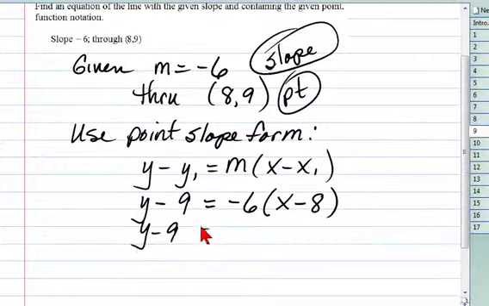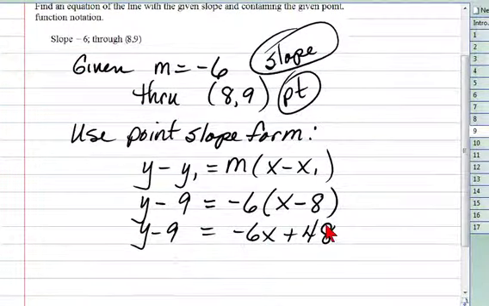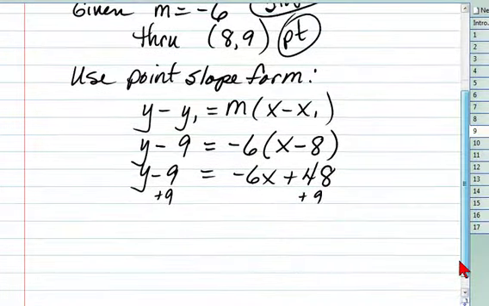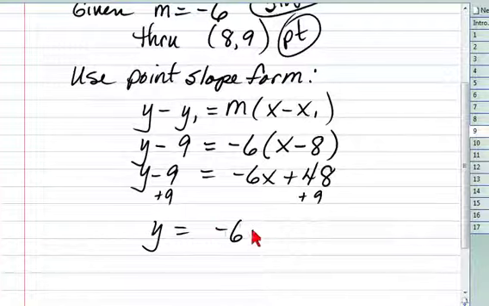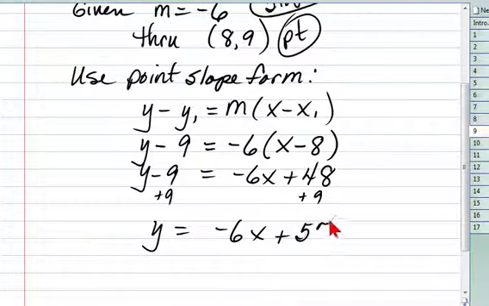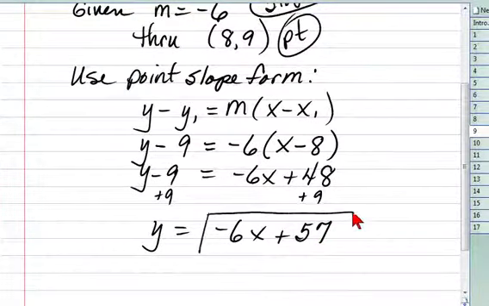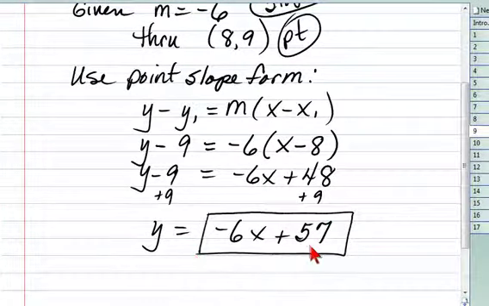All right. Simplifying this, y minus 9 is equal to negative 6x plus 48. Add 9, because I'm trying to get it in the form y equals, and I have y equals negative 6x plus 57. I wouldn't want to have to graph that line, because I'd have to draw a grid that extended up far enough for me to graph 57. And I wouldn't want to do that. Is that okay?